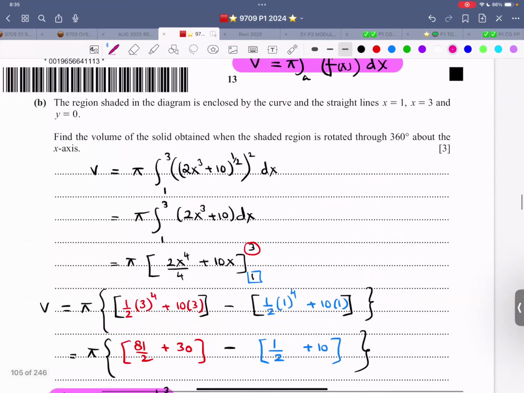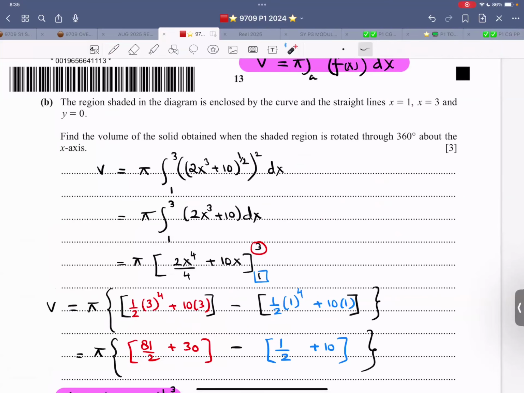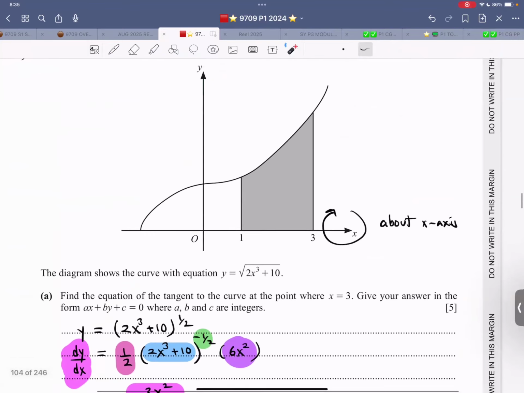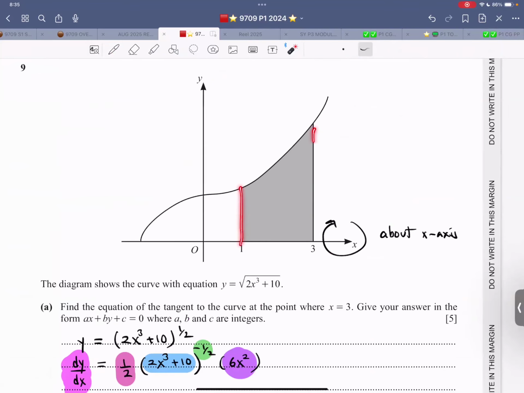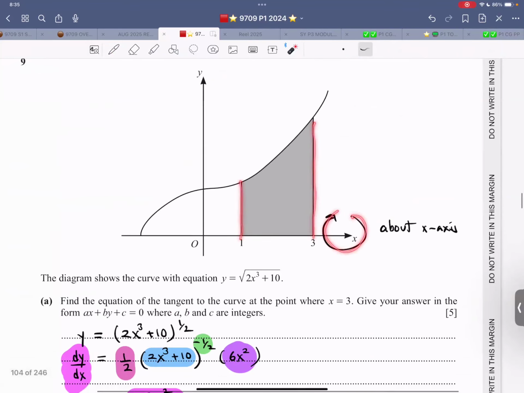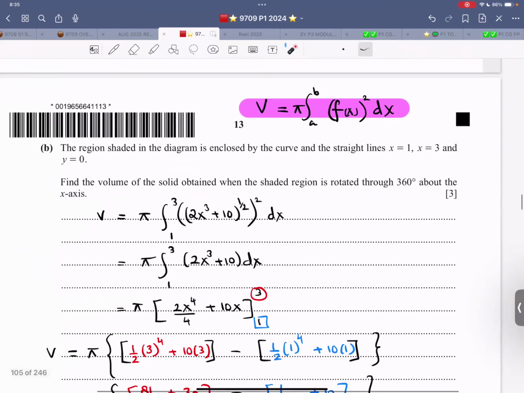The second part is about volume. The region is enclosed by the curve and the straight lines x is equals to 1, x is equals to 3. So this is simple volume and this is about the x-axis. Find the volume of solid obtained. Sometimes they use the word generated. When the shaded region is rotated 360 degrees about the x-axis, it's always 360 degrees.